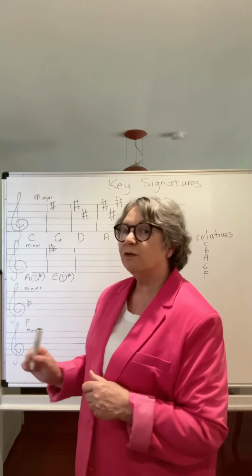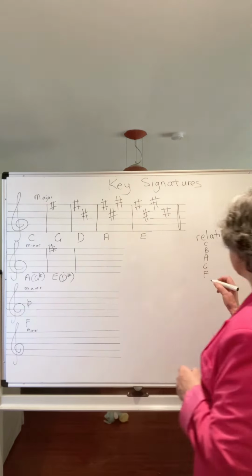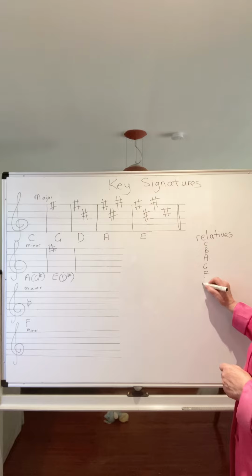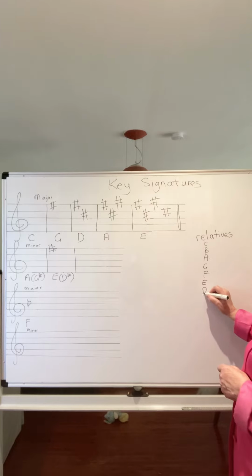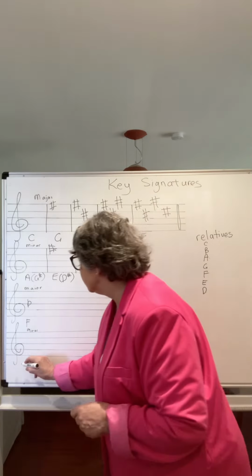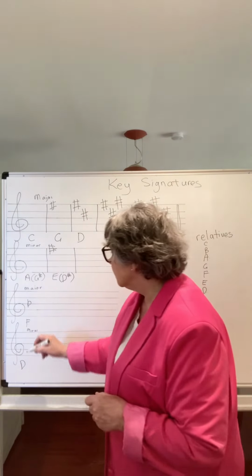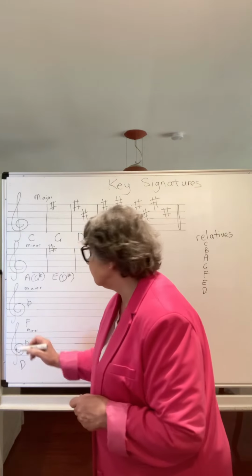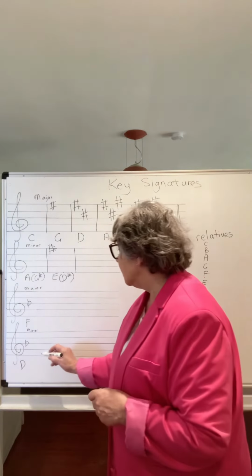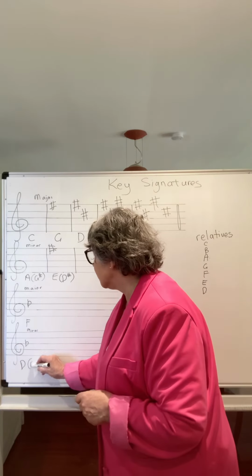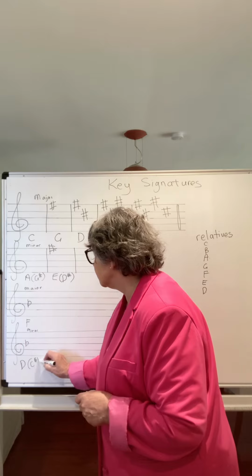So now to find our relative of F, we're going backwards 3. So F is 1, E, D. D minor is the relative of F major. So therefore it has a B flat, the same as F. Its raised 7th, we make it a sharp, is a C sharp.